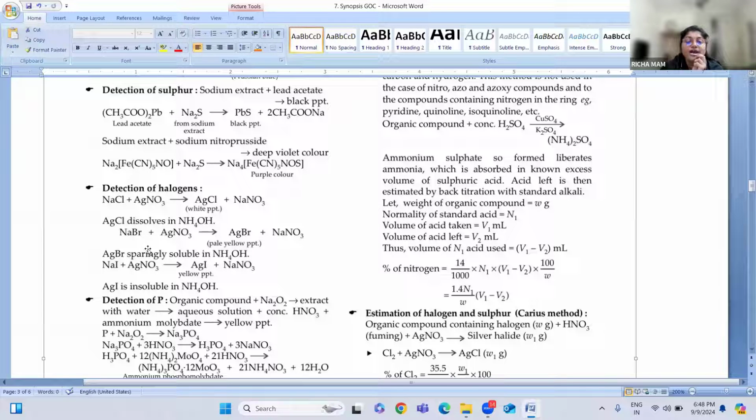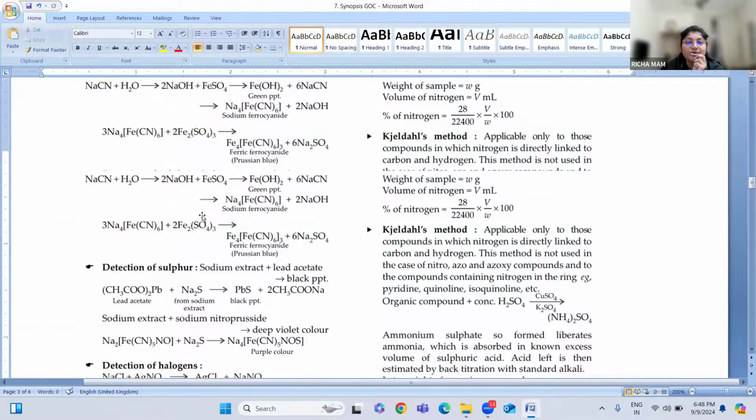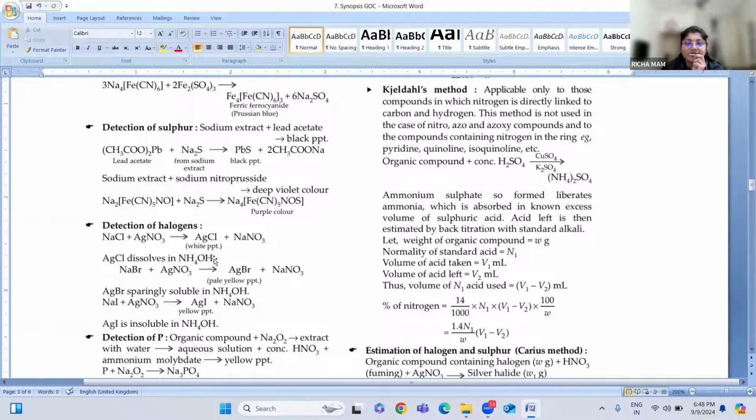If the given compound contains bromine, then I am going to add silver nitrate again. This will give you a pale yellow PPT. If it converts to a pale yellow PPT, that means there is a presence of bromide. If there is iodide, then what will happen? It will be a dark yellow PPT.